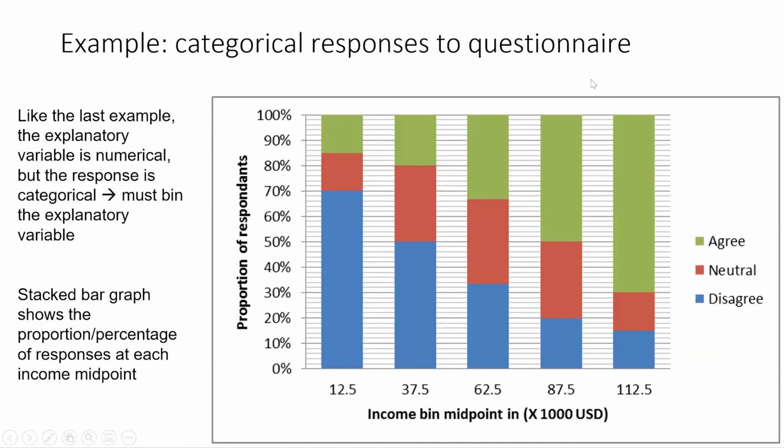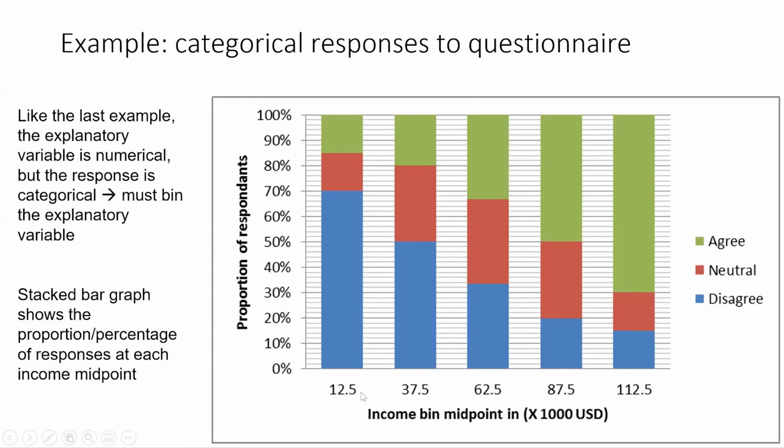Here's another example where our explanatory variable is numerical and the response is categorical. So again, we have to bin the data. But this time we're showing the data using a stacked bar graph that shows the proportion or percentage of responses at each income midpoint. So we've got agree, neutral, or disagree for this survey or questionnaire, and the midpoint of these income brackets.